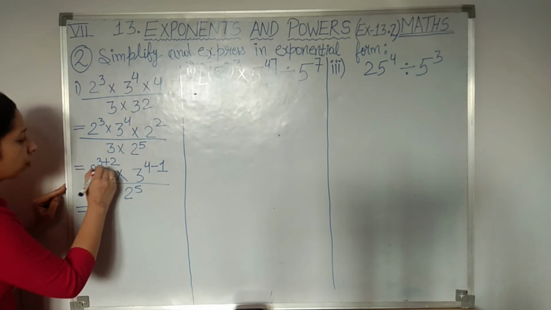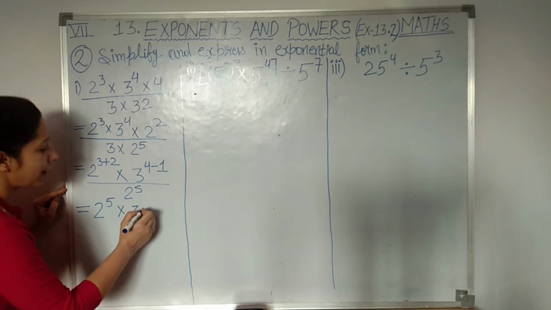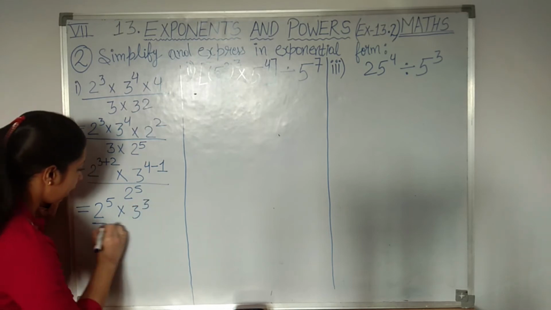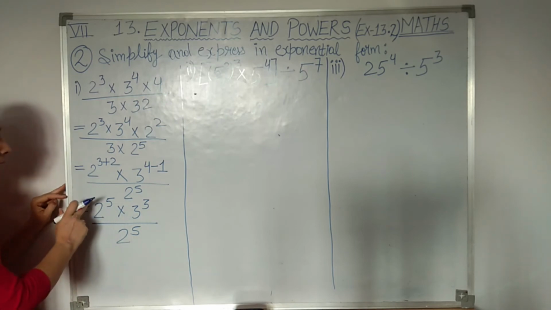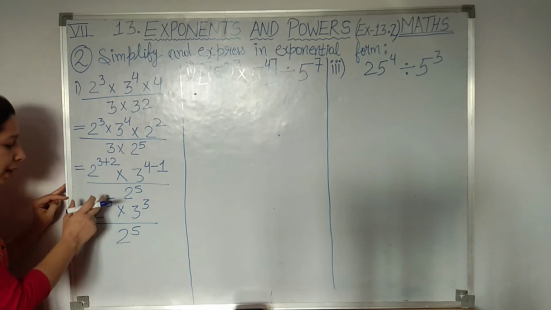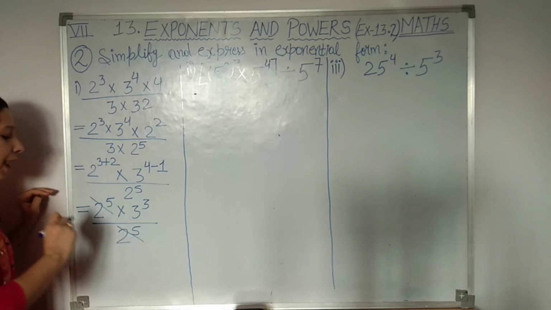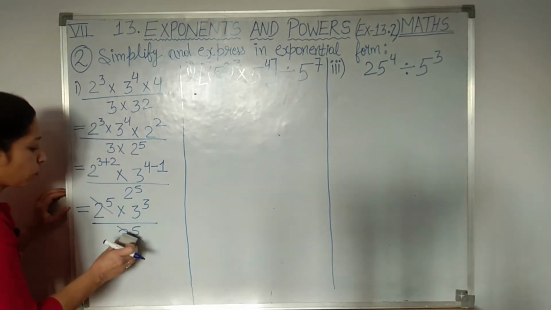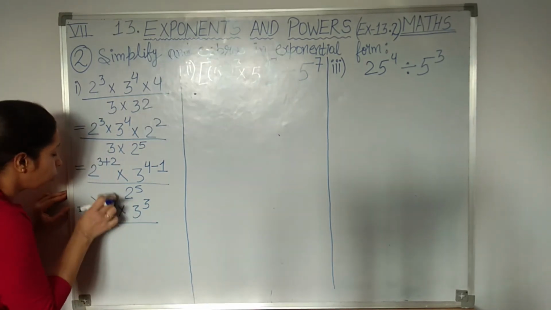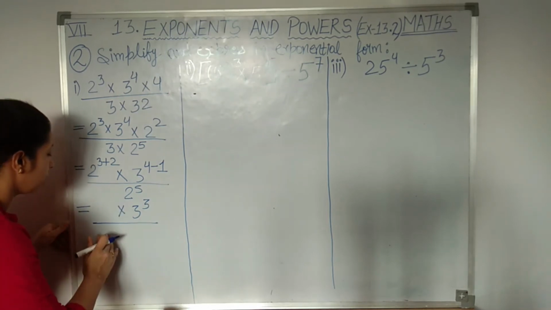Then 2 raised to the power 3 plus 2, 5, into 3 raised to the power 4 minus 1, 3, divided by 2 raised to the power 5. Clear students? Now what to do? Both the bases and powers are the same, they are in division, so we can simply cancel it. If you want you can cancel, or I will show you the steps also. Okay, I am not cancelling, I will show you the steps. If you do not cancel, then also you are going to get 0 only for this.